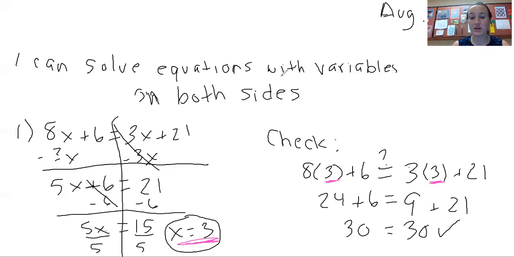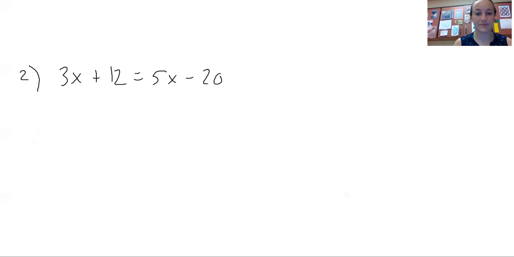Let's take a look at a couple other examples. If you're good with this problem, go ahead and continue watching. If you need to stop and catch up to write down what this example was, go ahead and pause the video. Example 2, for those of you that are ready, is going to be 3x plus 12 is equal to 5x minus 20. Give you a second to write that down.